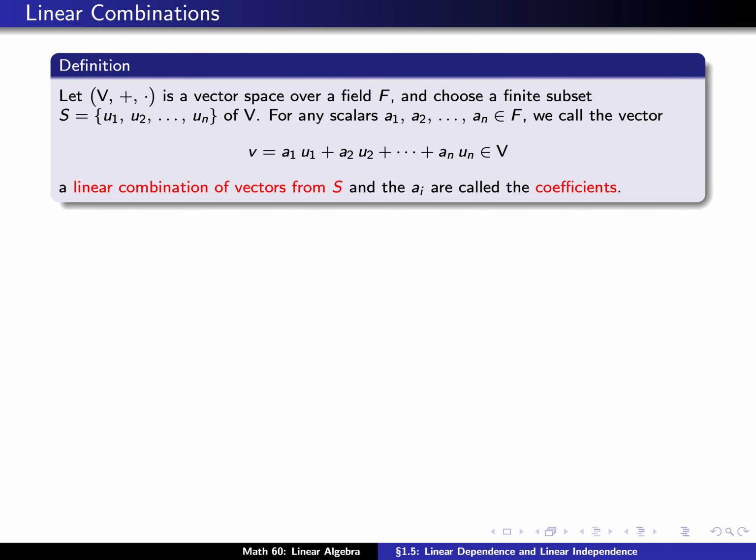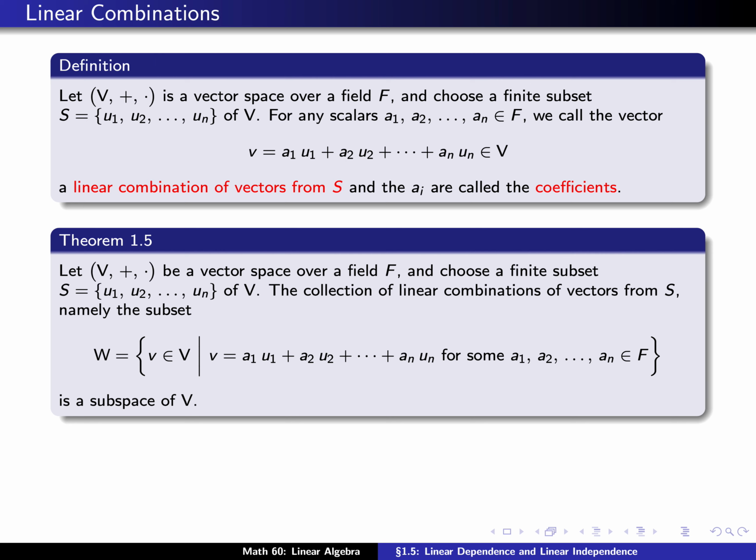We can put all of this together now to find a definition. Let V be a vector space over a field F, and let's choose a finite subset that we'll denote as S. This will consist of vectors u1, u2 through u sub n. We call a vector a linear combination of vectors from S if we can find scalars a1, a2 through a sub n such that our vector v is a sub 1 times the vector u1 plus a sub 2 times the vector u2 plus a sub n times the vector u sub n. The scalars a sub i we'll call coefficients.